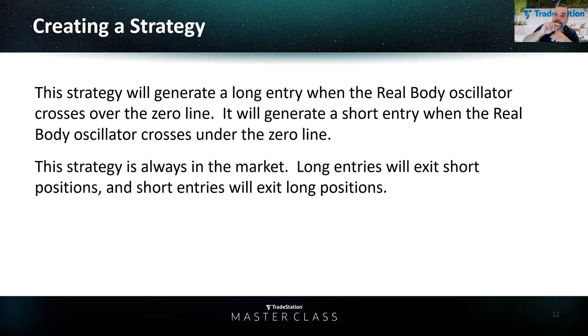So what we're saying is we're going to keep the strategy simple. We're going to buy if the real body crosses to the positive side, and we're going to keep that long trade until the real body crosses to the negative side. And when it crosses to the negative side, we're going to close out our long trade and go short. So we're always in the market. It's going to flip us back and forth between longs and shorts. Let's go ahead and give it a try.